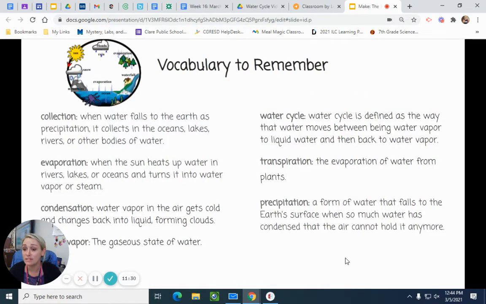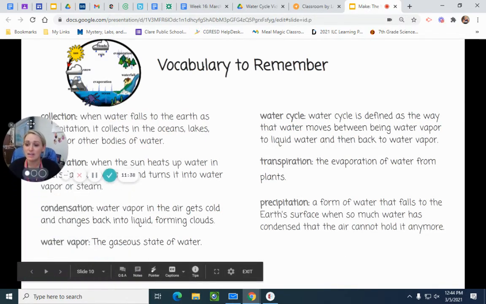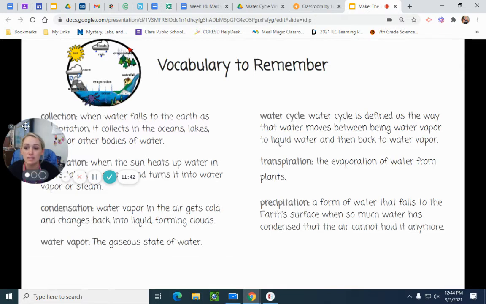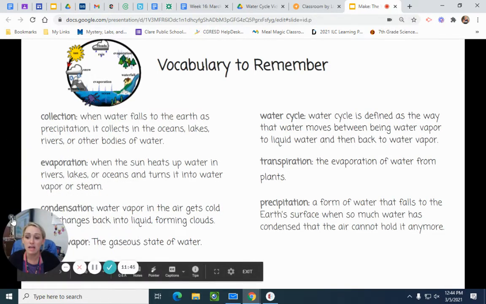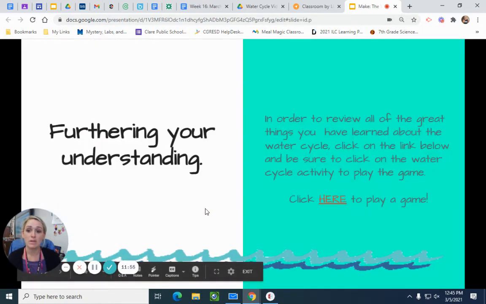So some vocabulary to remember. These are all testable vocabulary words. Collection, evaporation, condensation, water vapor, water cycle, transpiration, and precipitation. So this slide is in the absent work folder on a slide link under our daily agenda. So if you want this to study for your test, you can save that to your drive.